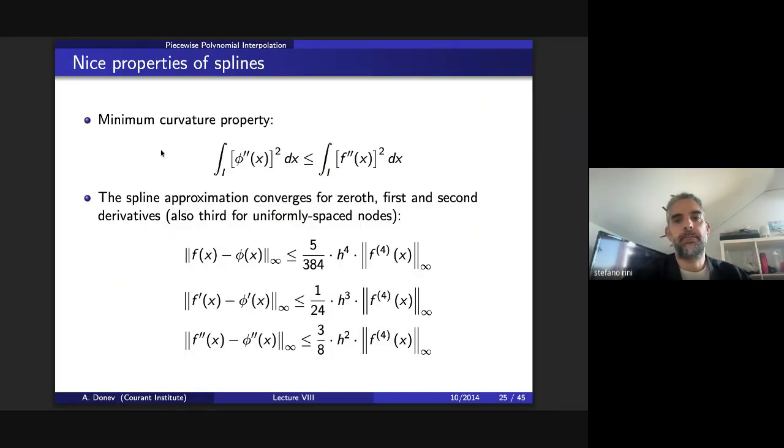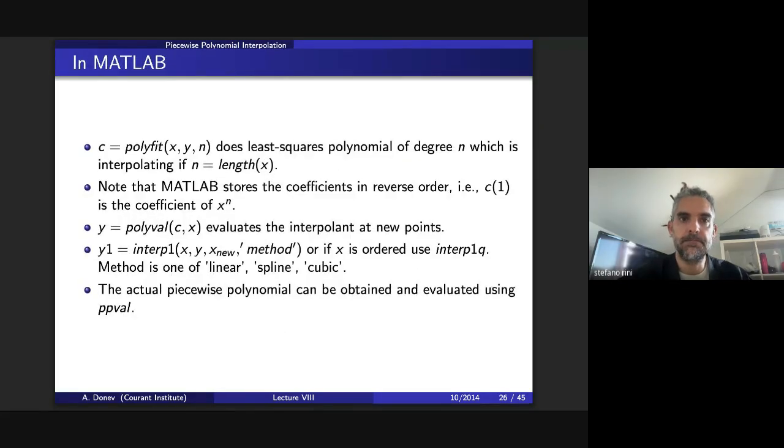If you look at the curvature of the function, so the square of the second derivative of the function in the interval, this is less than or equal to that of the spline. And the error of the spline approximation converges to 0 with these nice properties. You see that the derivatives all go down with h to the 4, h to the 3, h to the 2, right? So you're matching all the derivatives, so everything is nice and easy.